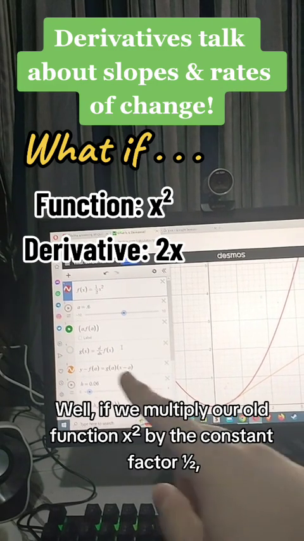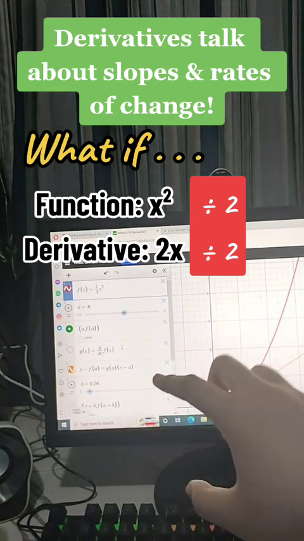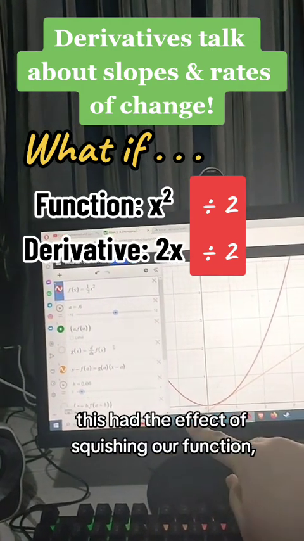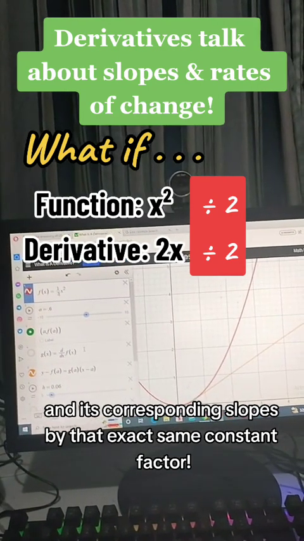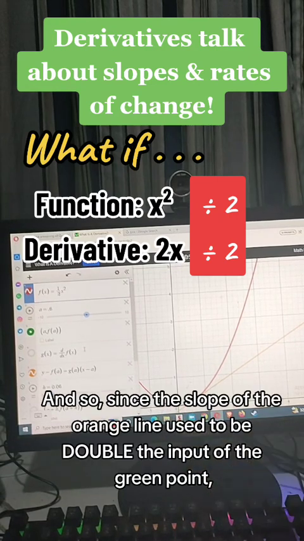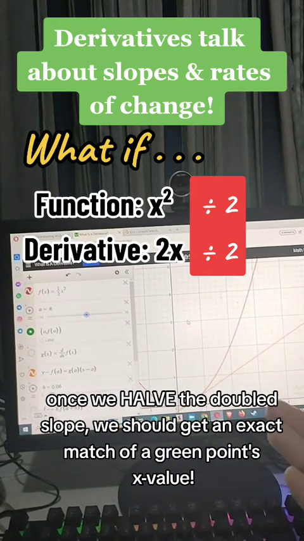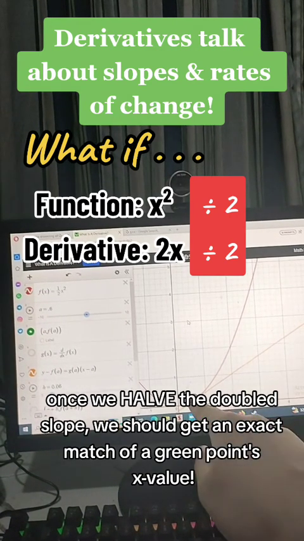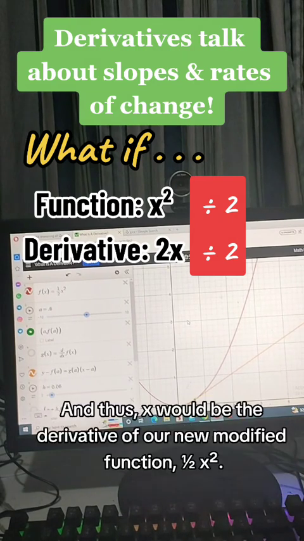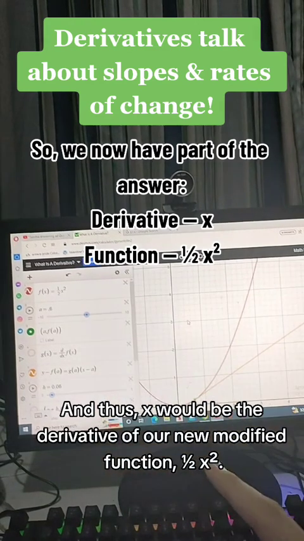Well, if we multiply our old function x squared by the constant factor 1/2, this had the effect of squishing our function and its corresponding slopes by that exact same constant factor. And so, since the slope of the orange line used to be double the input of the green point, once we halved the slope, we should get an exact match of the green point's x value. And thus, x would be the derivative of our modified function, 1/2 x squared.